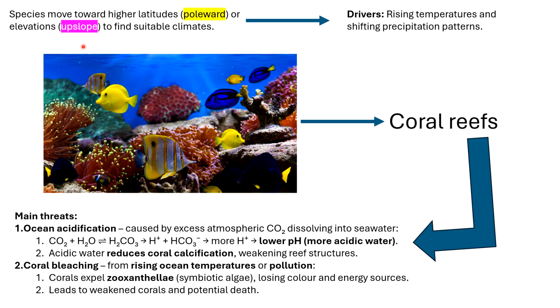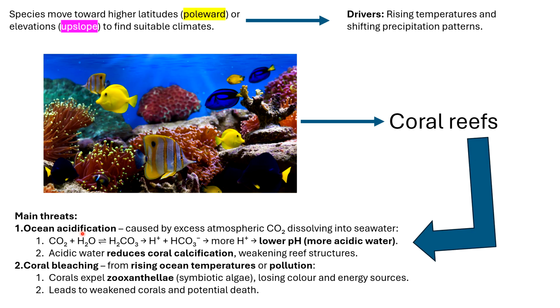Have in mind, species move to higher latitudes, poleward, or elevations upslope to find suitable climates. Basically, they move to find better climates. And the drivers of this are the rising temperatures from climate change and shifting precipitation or climate patterns, okay, weather patterns. And now in coral reefs, there's a bunch of different threats, okay?